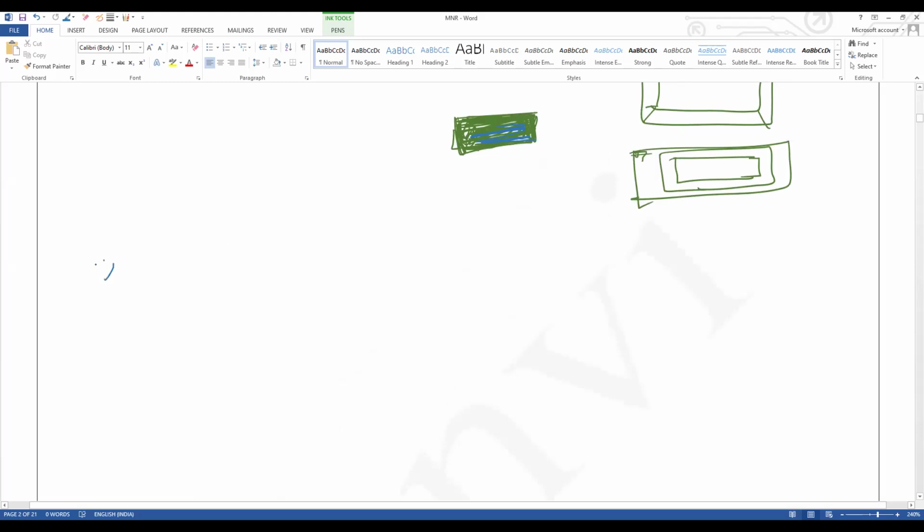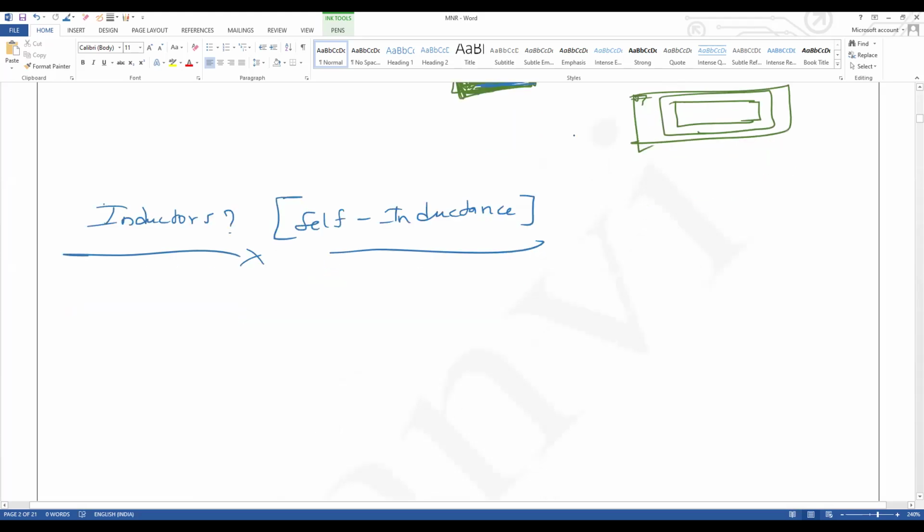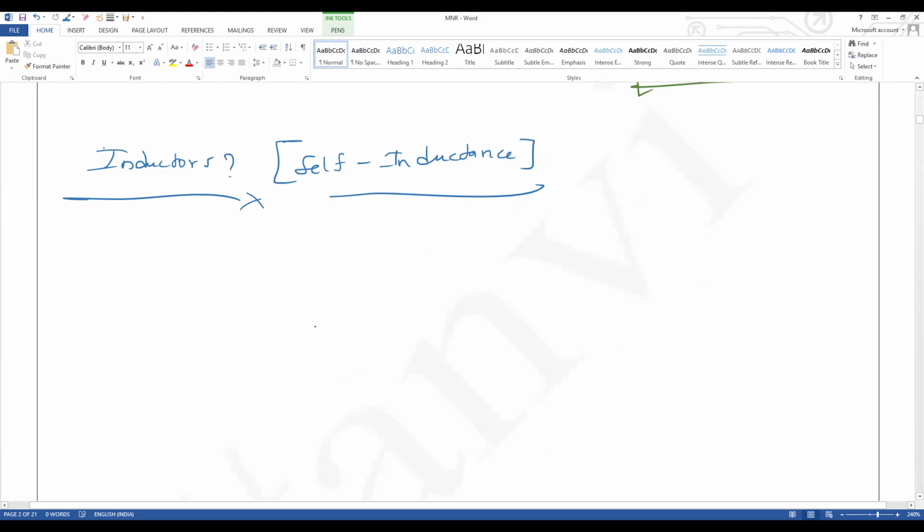That is what we call inductors. So what are inductors, and as well as the most important one, self-induction. So let us discuss it. Self-inductance. Shall we start now, everyone?